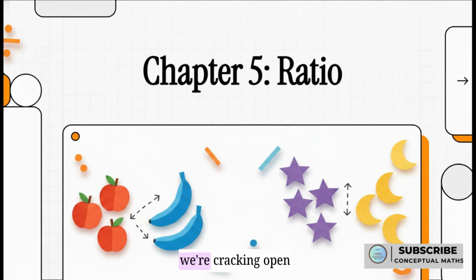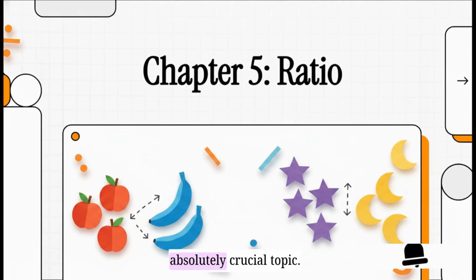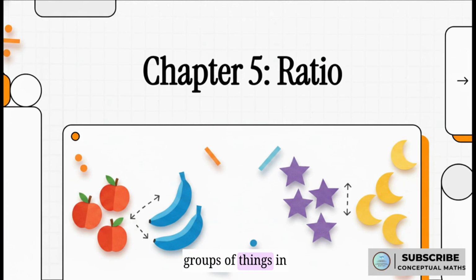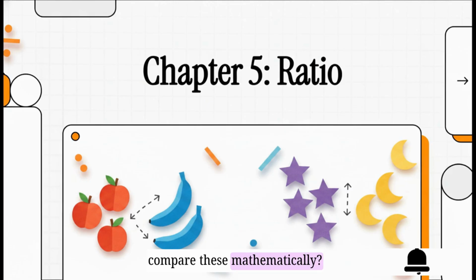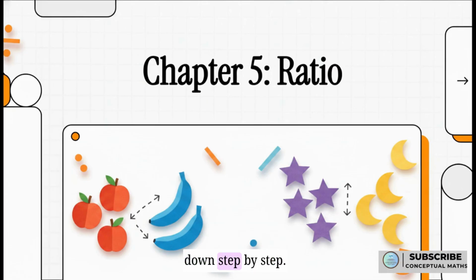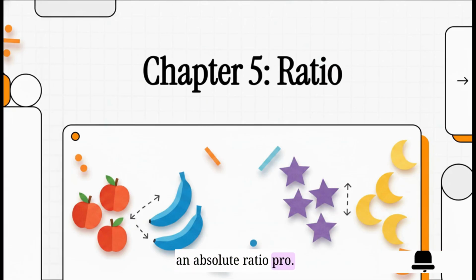In today's explainer, we're cracking open a brand new, absolutely crucial topic. Chapter 5, Lesson 1 on ratios. Ever looked at two groups of things in the real world and wondered, how do I actually compare these mathematically? Well, you're exactly in the right place. We're going to break the whole thing down step by step. By the end of this session, you're going to be an absolute ratio pro.